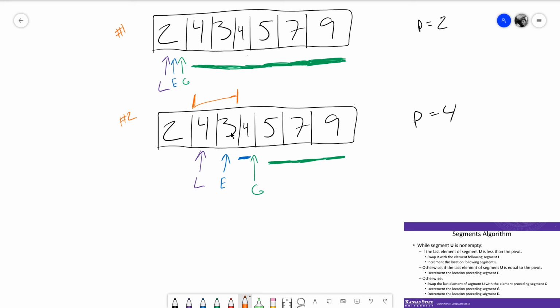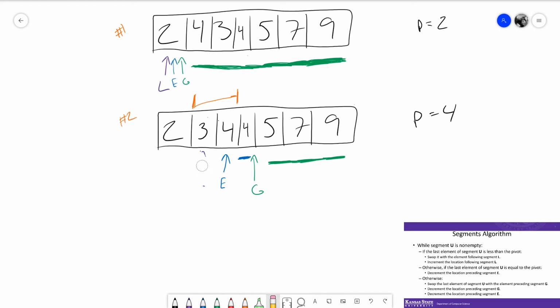So 3 is less than the pivot. This is one that we haven't done yet either. This is the last element of segment U. So since it's less than the pivot, we're going to swap it with the element following segment L, and then increase the location following segment L. So we're going to swap 3 with 4. So 3 and 4 get swapped. And then L gets incremented.